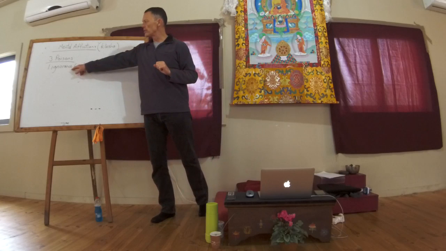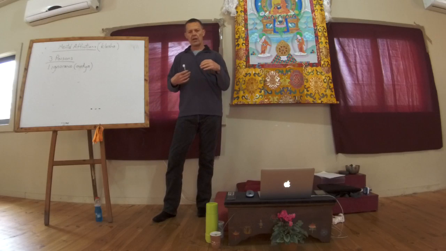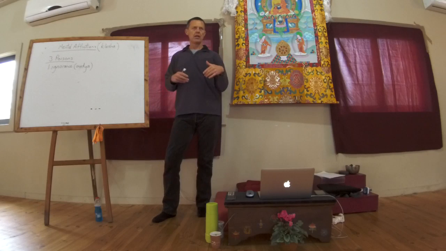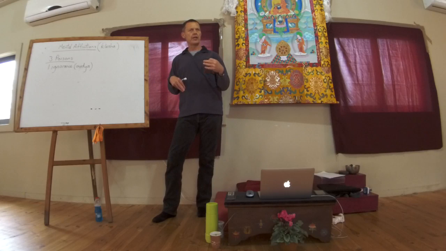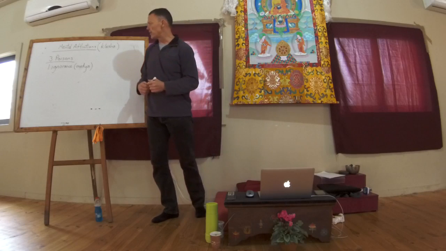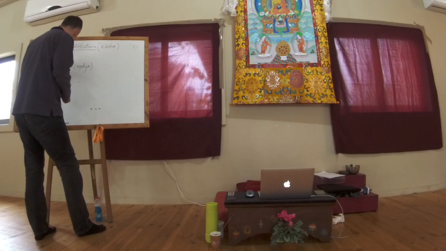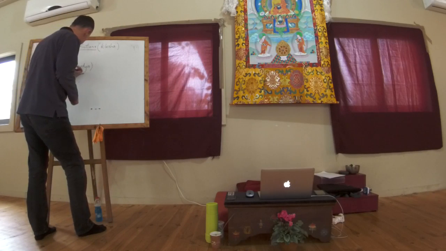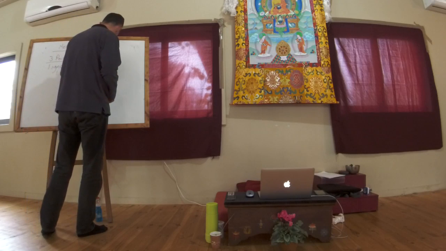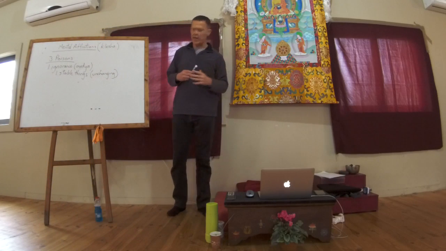And this ignorance can take a number of forms. We can be confused in a number of different ways about how things exist. In a very simple way, we can be confused about the fact that things are changing moment by moment. So one thing that we're confused about is that we believe that things are stable. That things are not really changing.